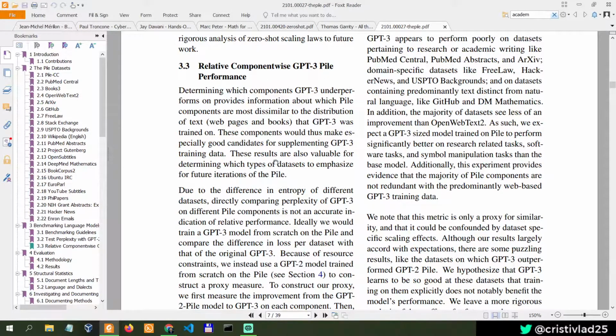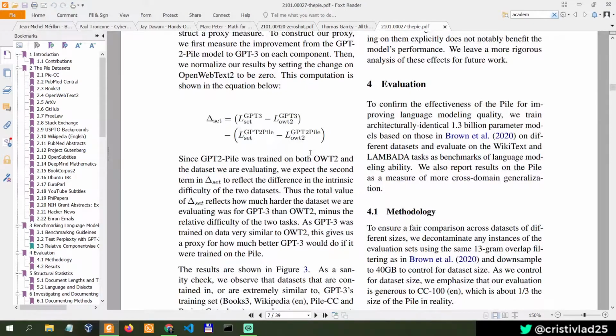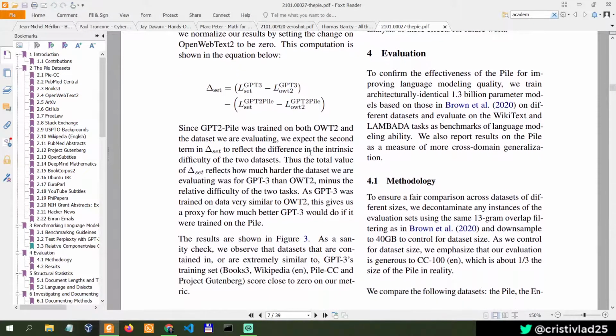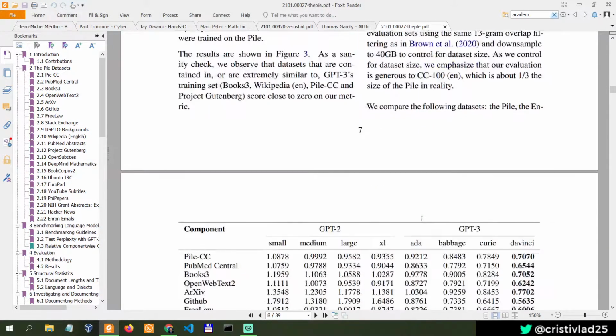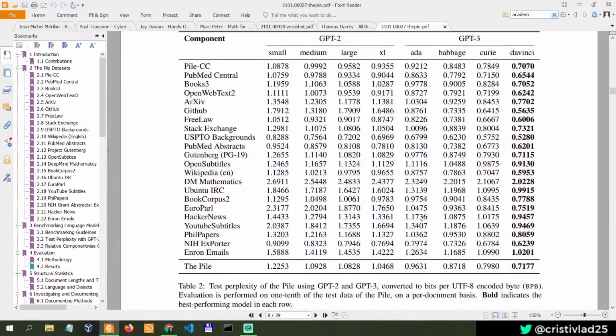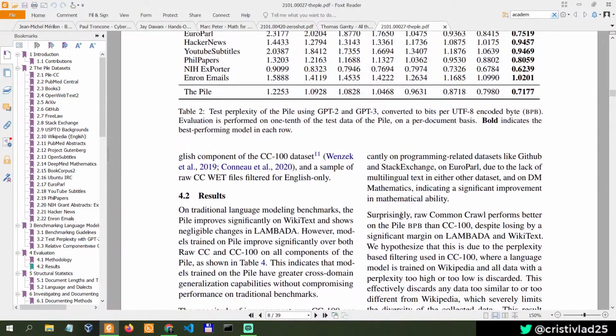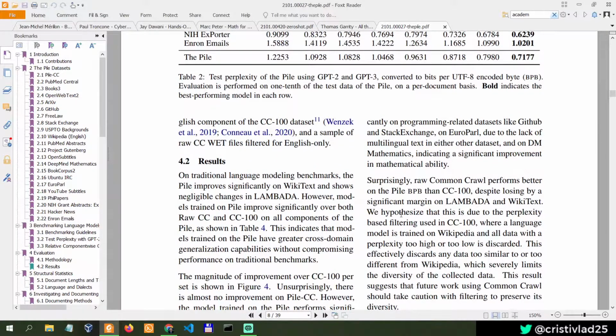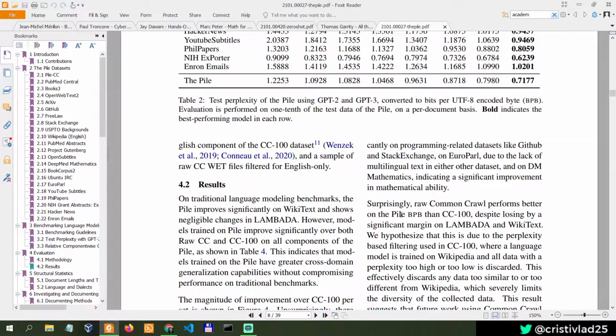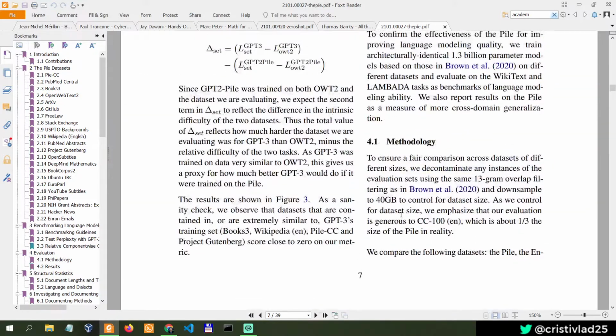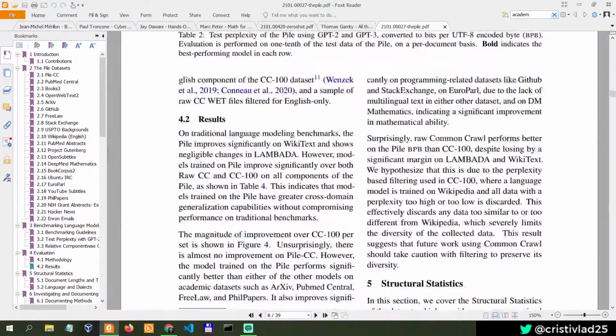So, component-wise performance, I've kind of skipped this one. Evaluation methodology, I didn't actually focus too much on this one. Here they have perplexity tests for GPT-2 and GPT-3. I think they had some sort of access to GPT-3, and they described this somewhere in the paper. And then the results.